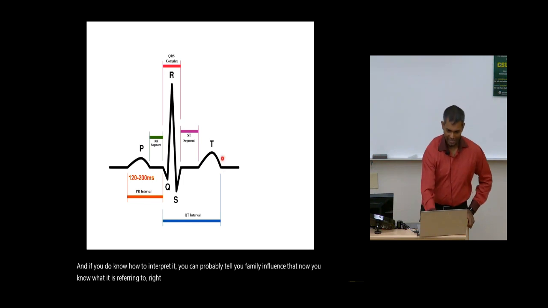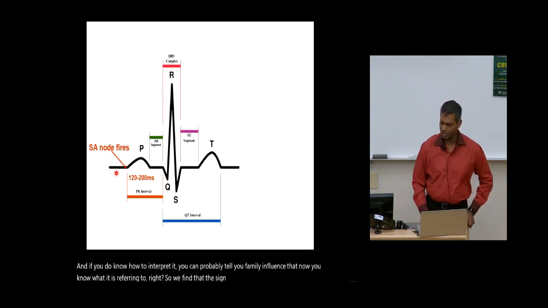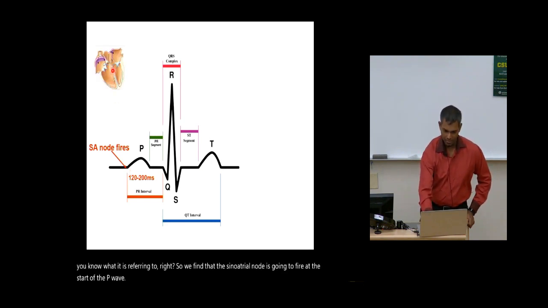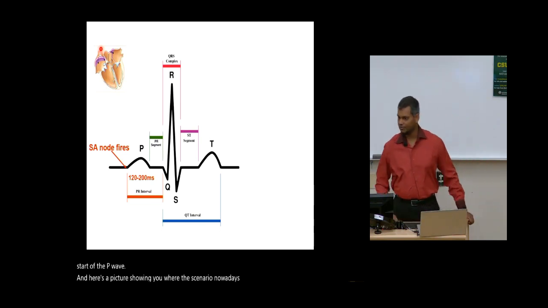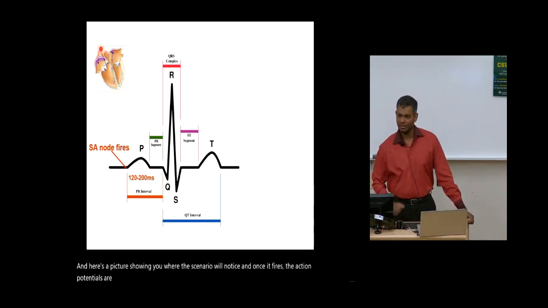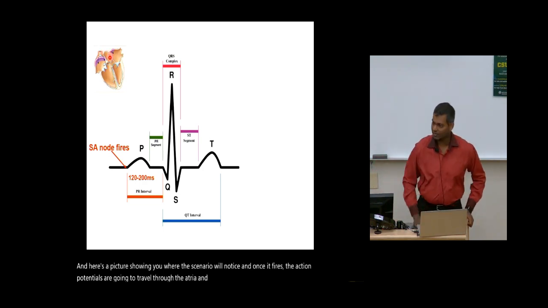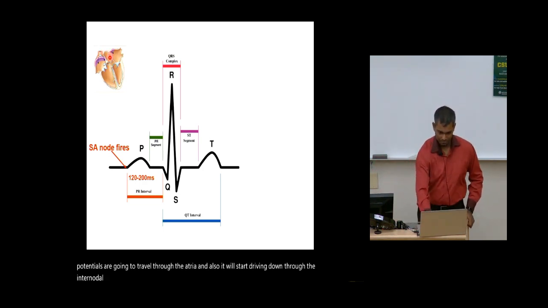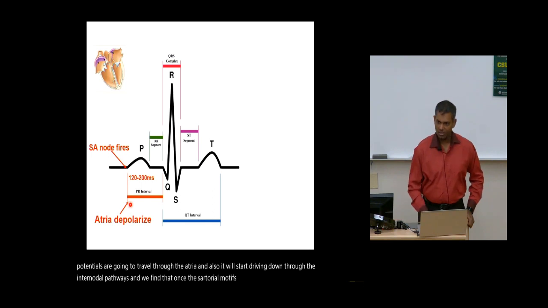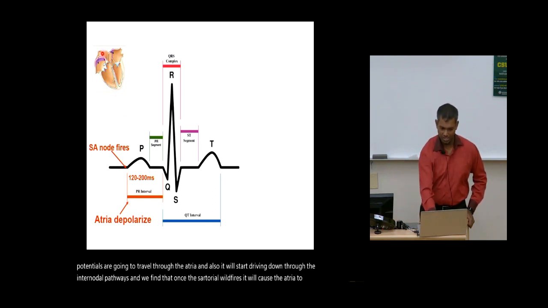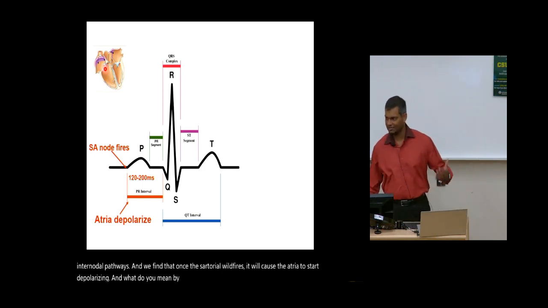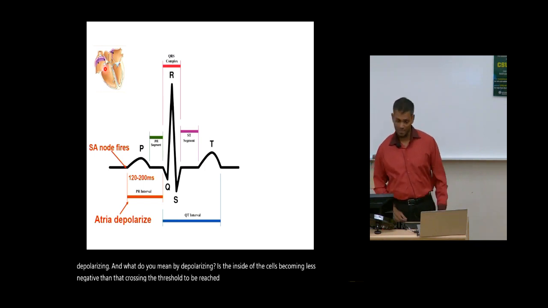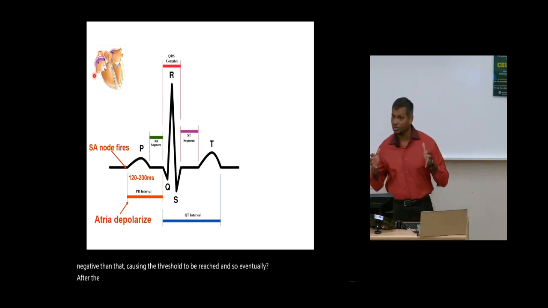Right? So we find that the sinoatrial node is going to fire at the start of the P wave. And here's a picture showing you where the sinoatrial node is, and once it fires, the action potentials are going to travel through the atria, and also it will start traveling down through the internodal pathways. And once the sinoatrial node fires, it will cause the atria to start depolarizing. And what we mean by depolarizing is the inside of the cell is becoming less negative, thereby causing the threshold to be reached. And so eventually, after the atria depolarizes, it's going to contract.